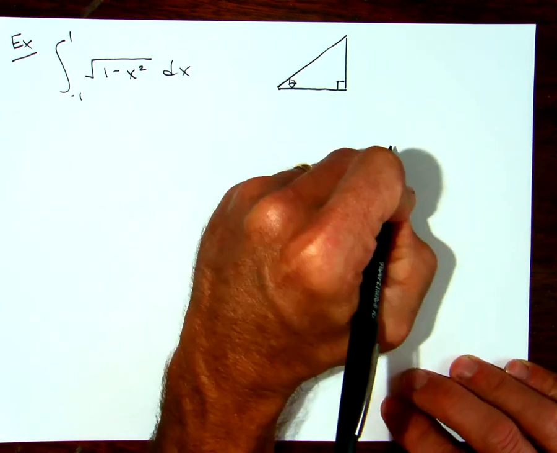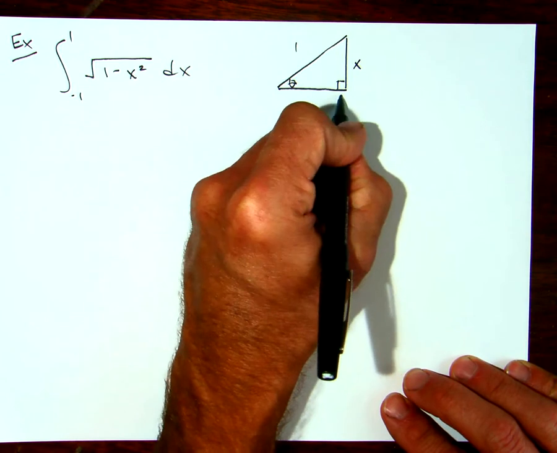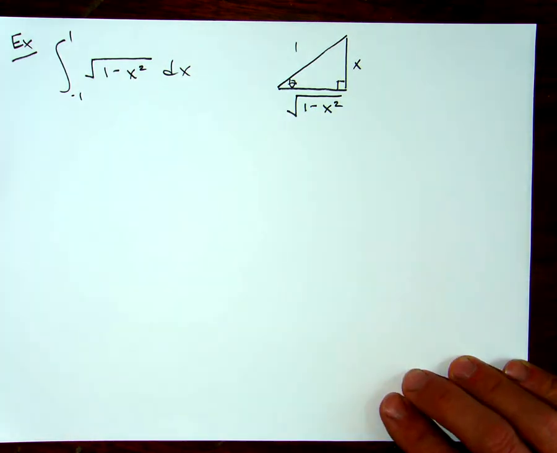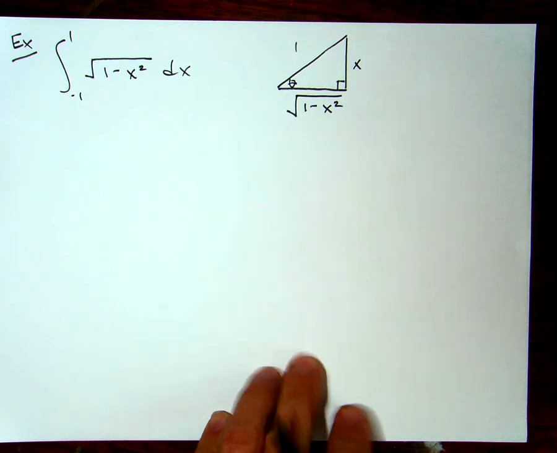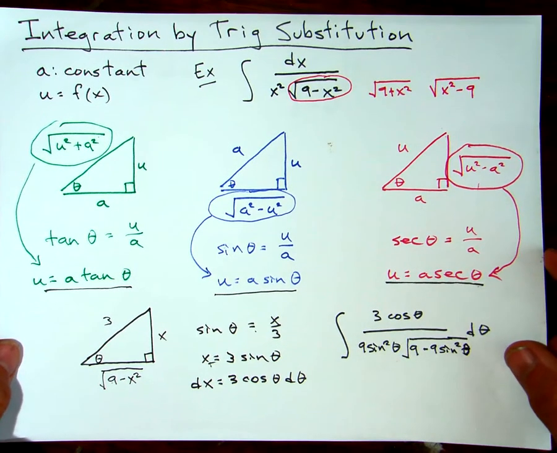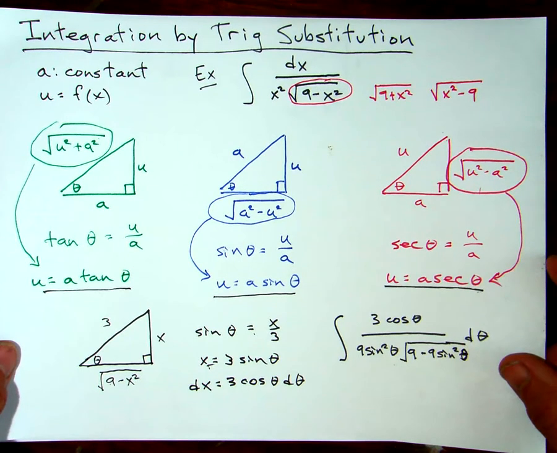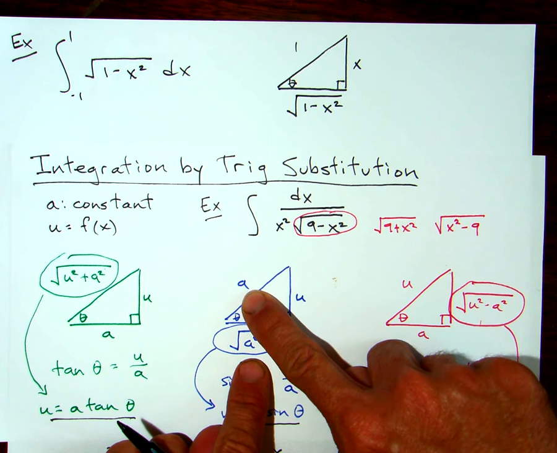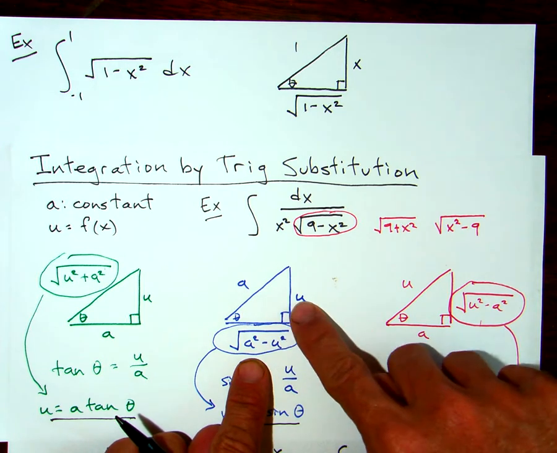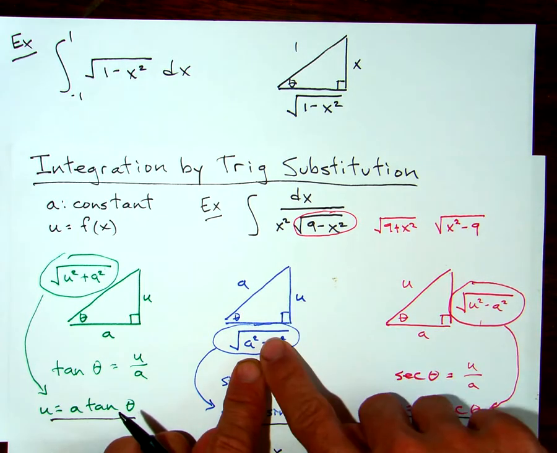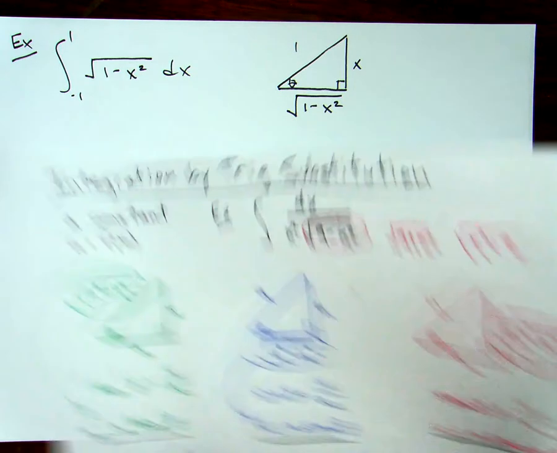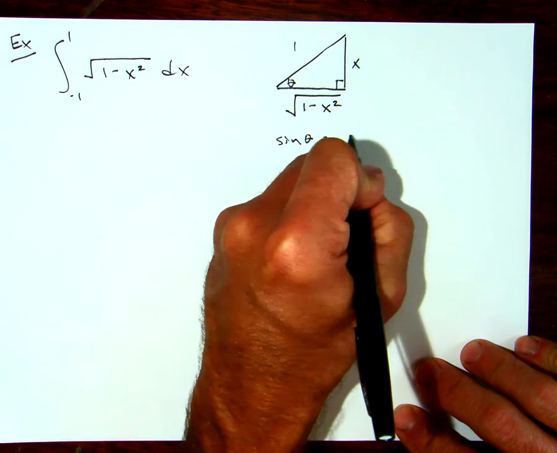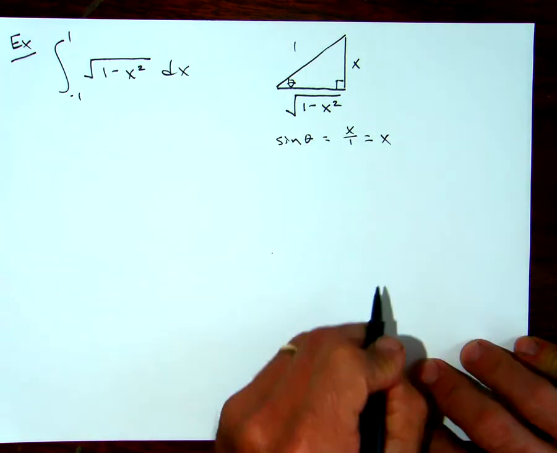So we know that x will be here, 1 will be here, and this will be the square root of 1 minus x squared. The reason I know that is, just keep these handy and become familiar with these different forms. We see that the square root of the function goes on the adjacent side, the number goes on the hypotenuse, and x is on the opposite side. Okay, so that tells me that sine of theta equals x over 1, which is just x. So that is my substitution.